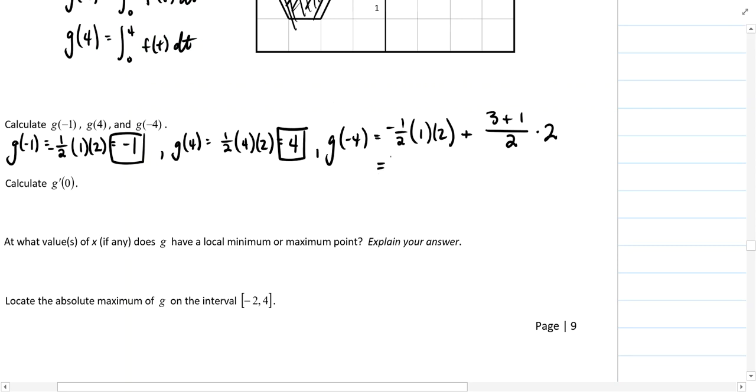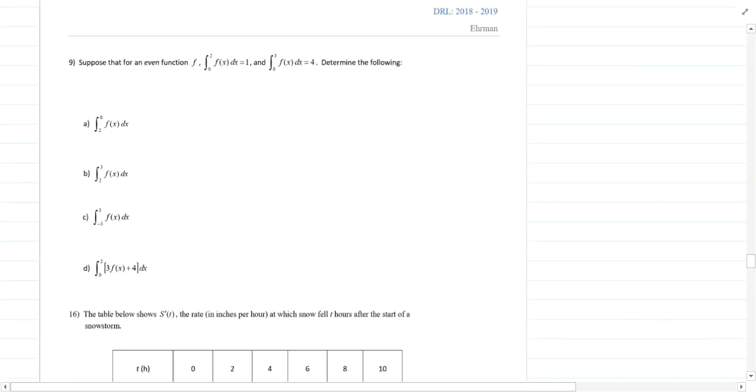So again, we said that the area of our first triangle was -1. Our math supports that again. The area of our trapezoid is going to be 4 square units, and it does need to be positive. And the sum of -1 plus 4 is 3. So g evaluated at -4 is 3.